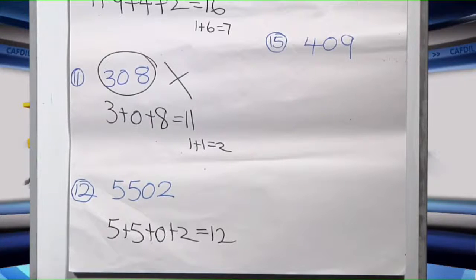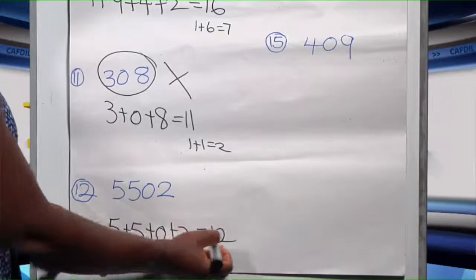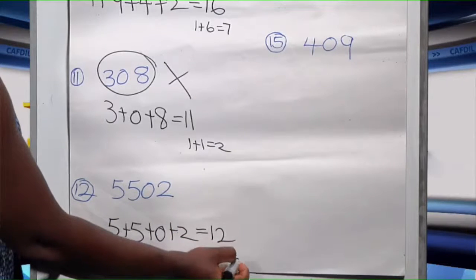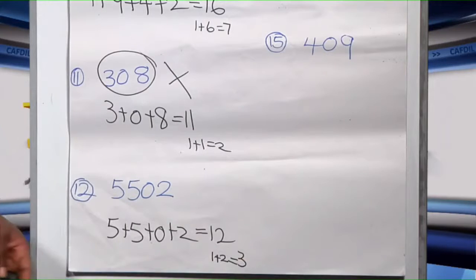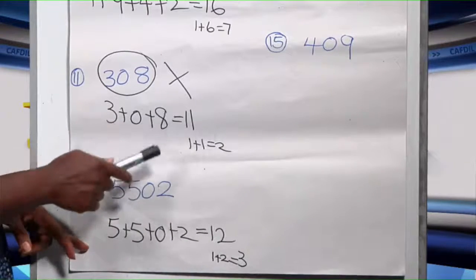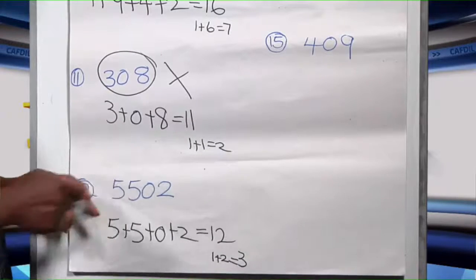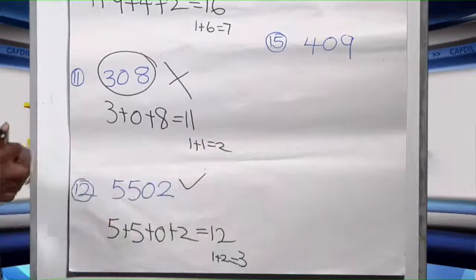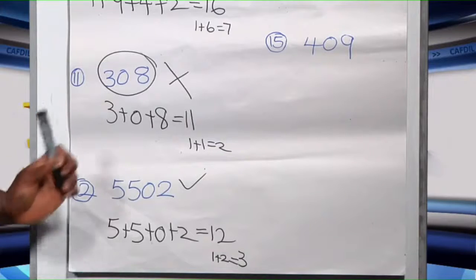Or do you want us to go further? Let's add 1 to the 2. 1 plus 2 is 3. And we know 3 is a multiple of 3. 3 is divisible by 3. Therefore, this number, 5502, is divisible by 3. When we divide it by 3, there will be no remainder.